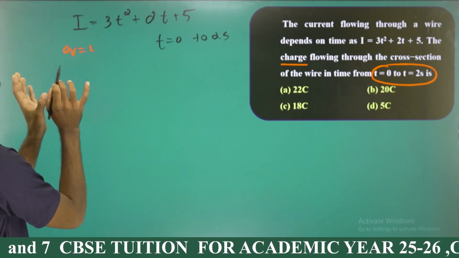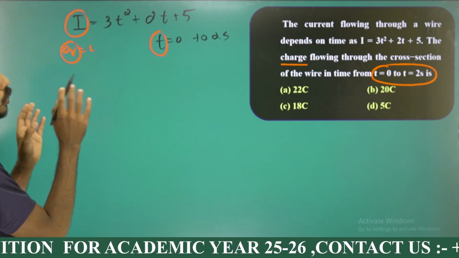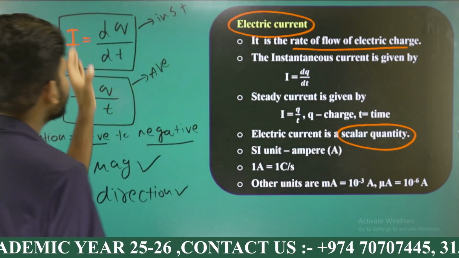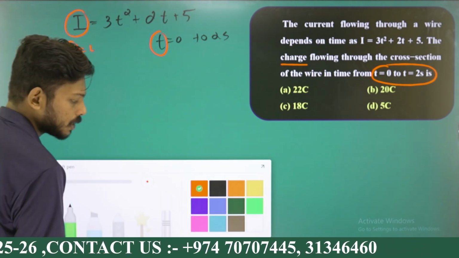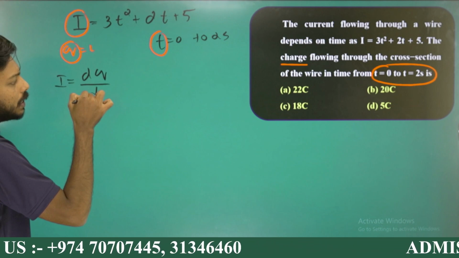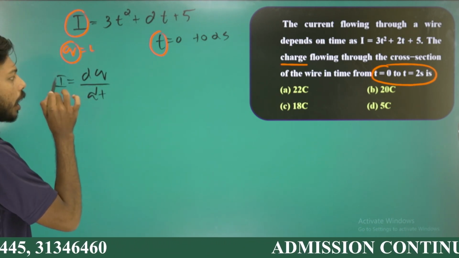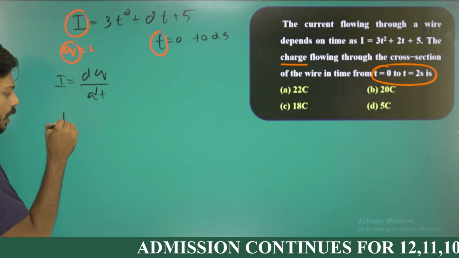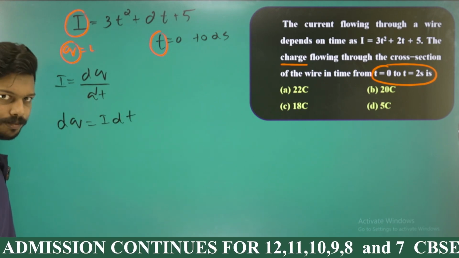Here there are three terms which are I, T and Q. So you have to consider these terms and create an equation. We know there is an equation, I is equal to dq by dt. The question is to find not the current but the charge. So I rearrange the equation: dq is equal to I into dt. Is that clear? Okay, fine.